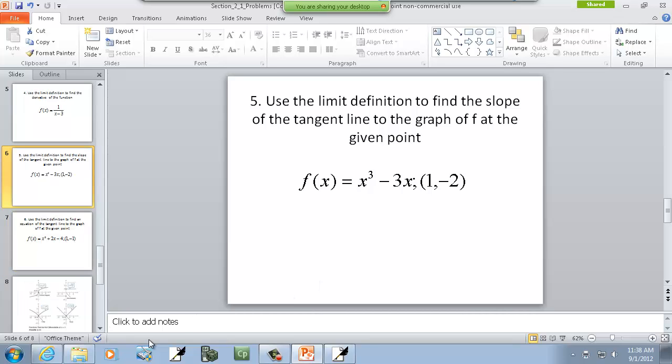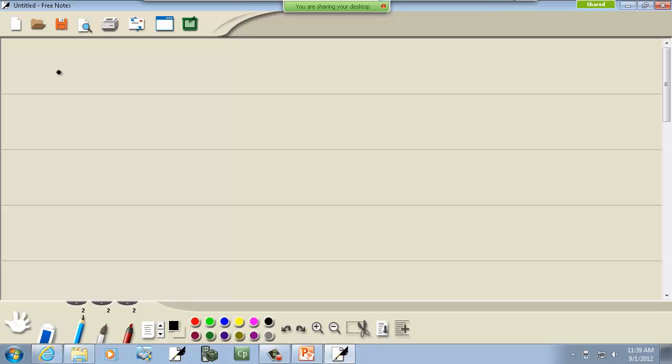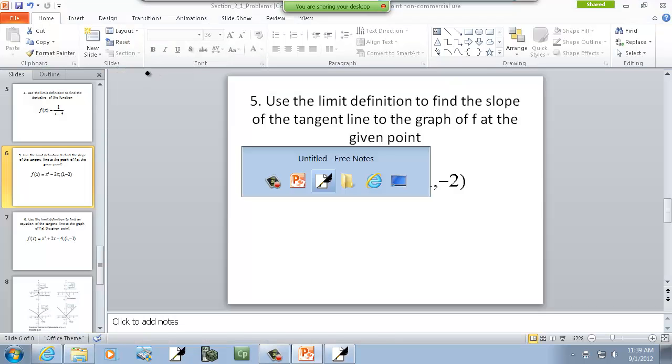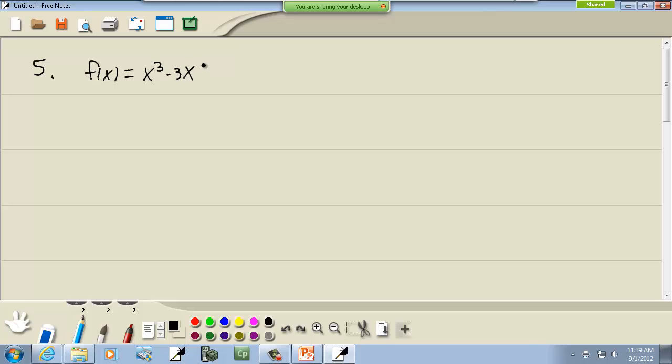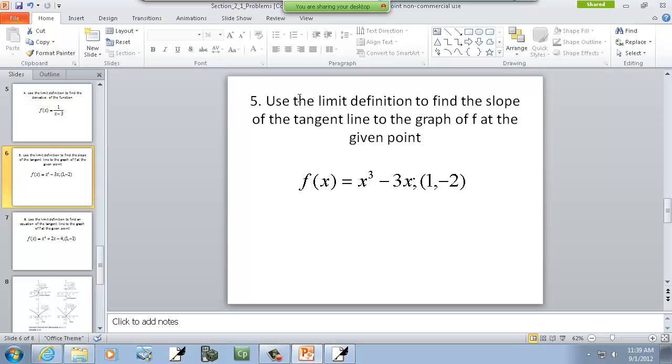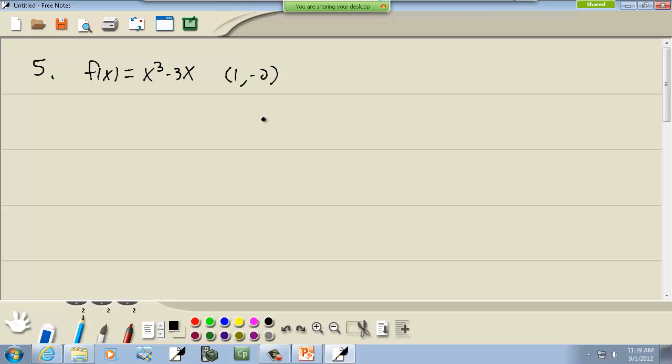Okay, the instructions here say use the limit definition to find the slope of the tangent line to the graph of f at a given point. So we have f of x equals x to the third minus 3x, and it's given 1, negative 2. I don't know what this graph looks like, but at the point 1, negative 2 on my graph, I'm trying to find the slope of the tangent line. Remember, the tangent line is a line that touches at one point, right at that point. Immediately around it, it's just not touching. Doesn't mean it can't touch somewhere else in your graph, so keep that in mind.